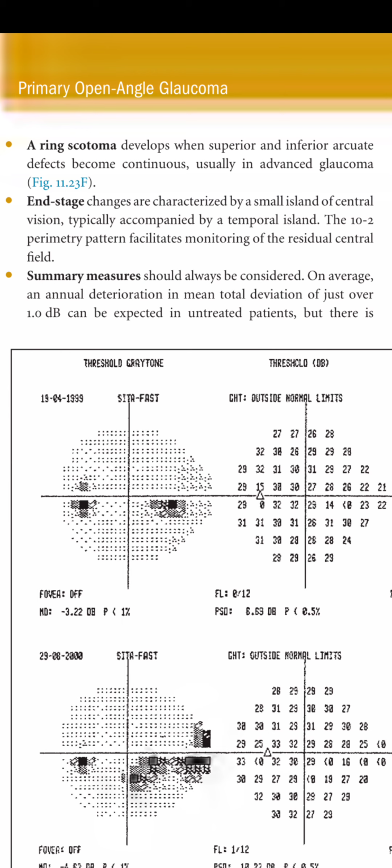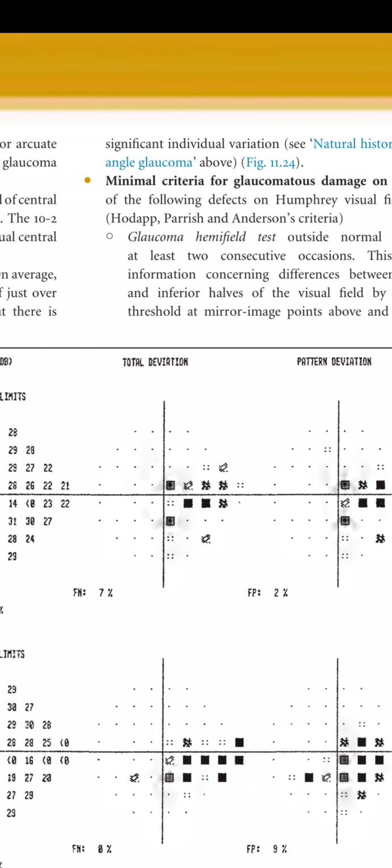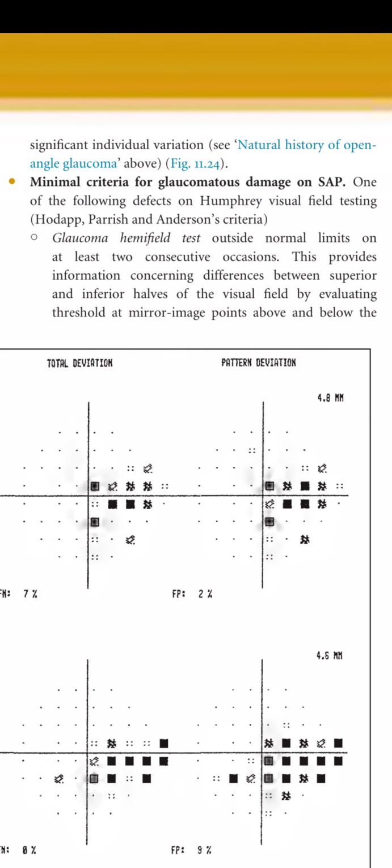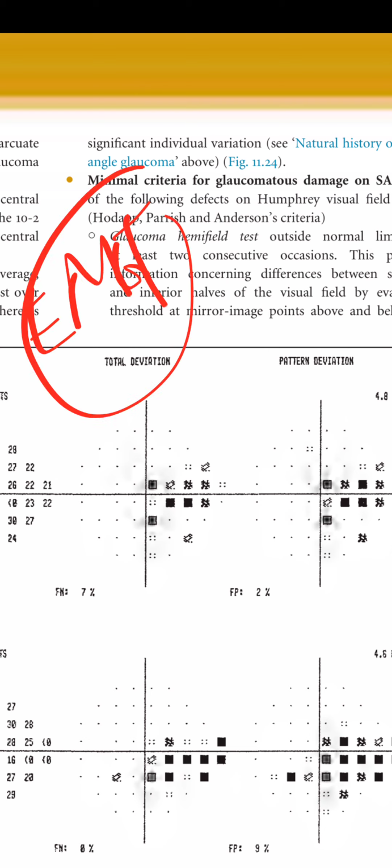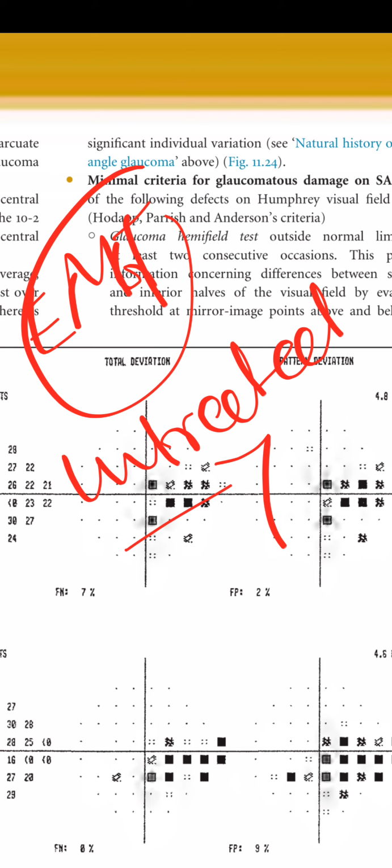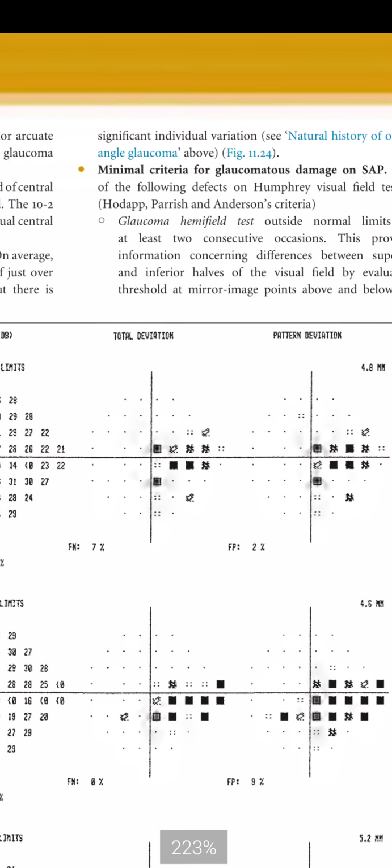Summary measures should always be considered. On average, an annual deterioration in the mean total deviation of just over 1 decibel can be expected in an untreated patient, but there is significant individual variation. Natural history of open angle glaucoma: we have discussed in the early manifest glaucoma trial how untreated patients of glaucoma have visual field defects in coming years.